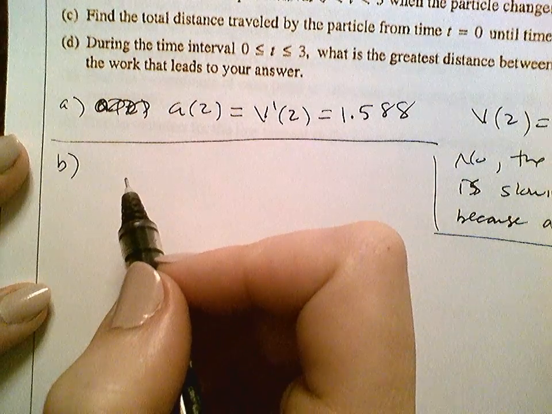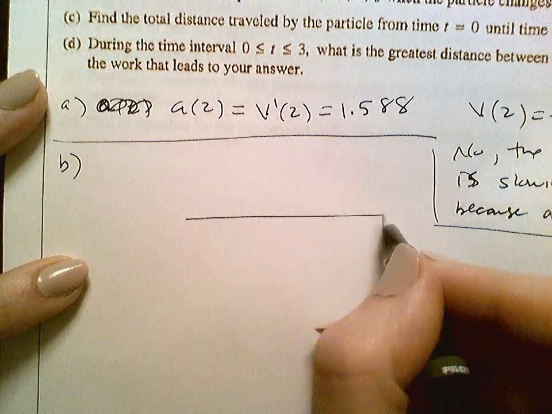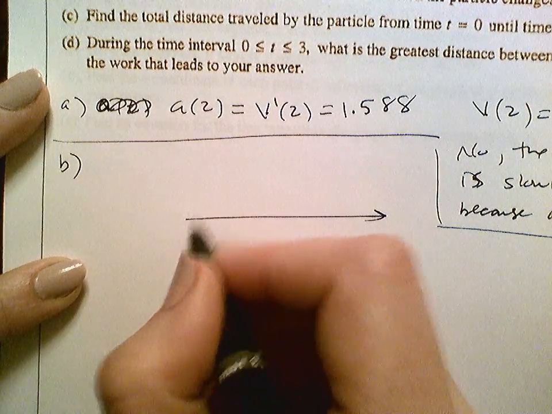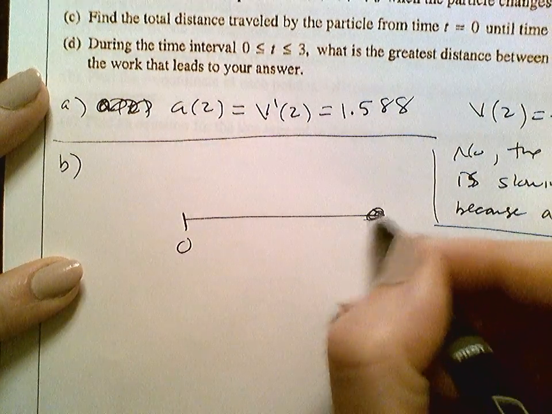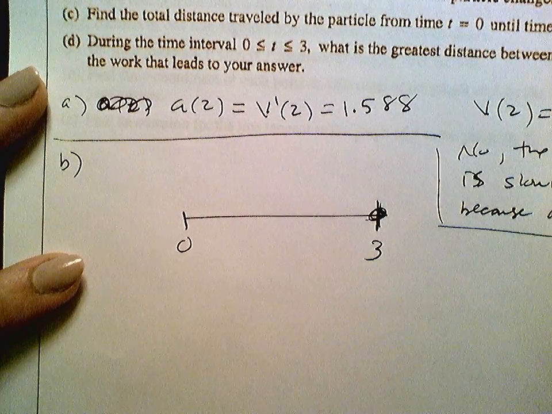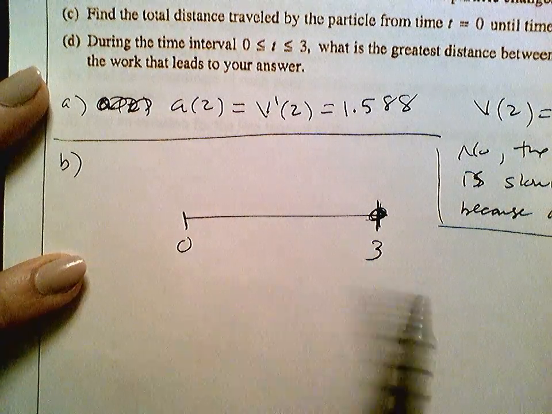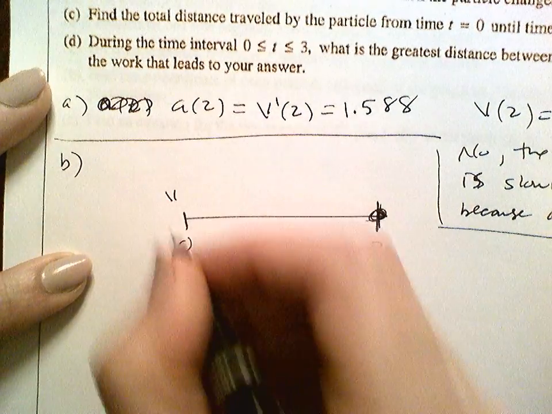If I want to do a sign test, first I'll find out where the particle's at rest, because it would have to be at rest. I'm looking at this time interval, 0 to 3, and I want to find out at what time within this interval. So this is going to be velocity.